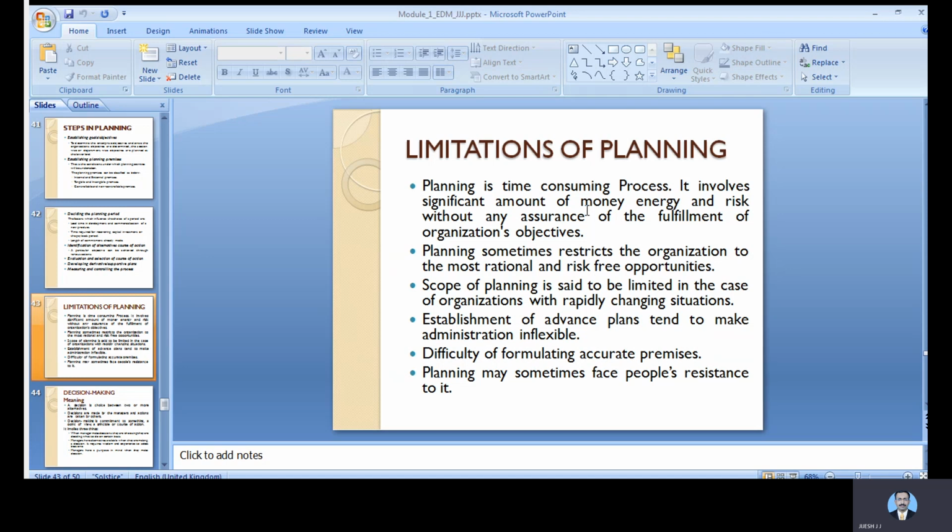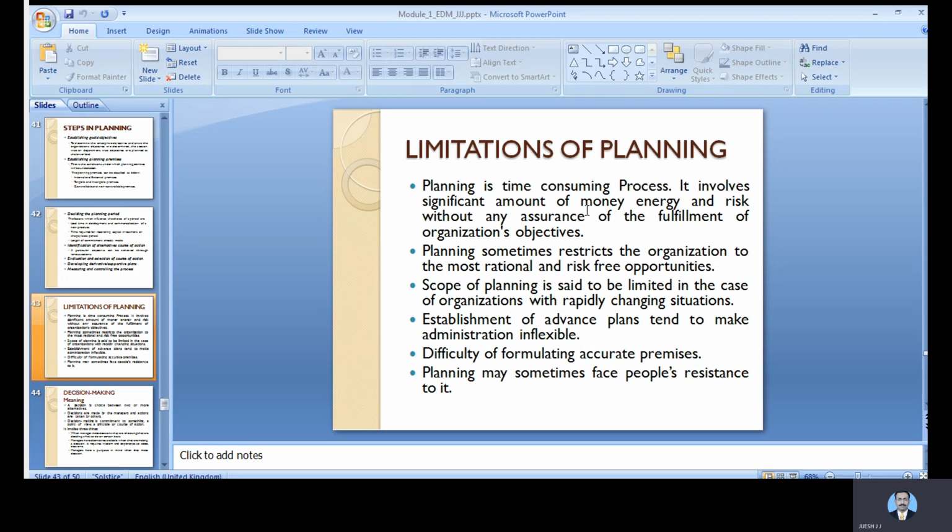Planning sometimes restricts the organization from having risk-free opportunities, and these are some of the limitations which come across. And the scope of planning is said to be limited where situations change rapidly. As technology changes rapidly, situations also change from time to time. So if we cannot predict that this is the situation going to happen at this particular interval of time, all these things can also impact the planning process.